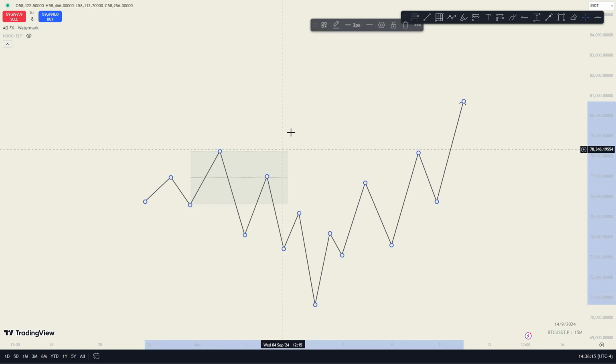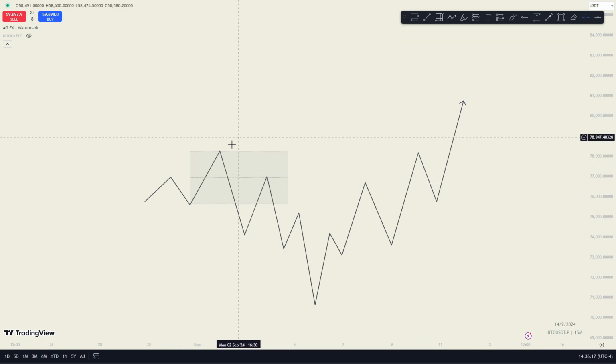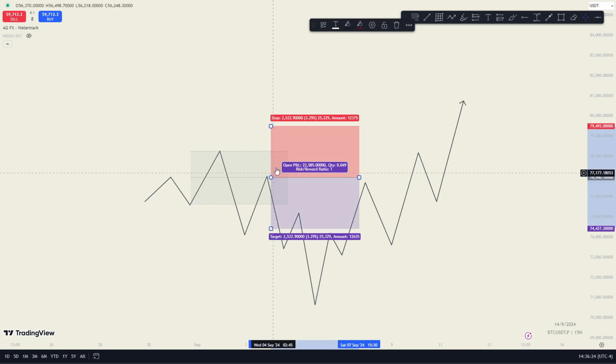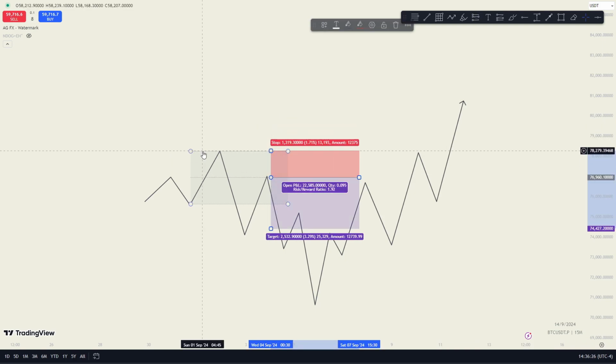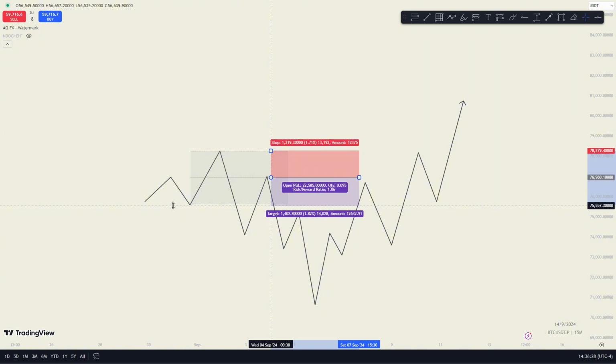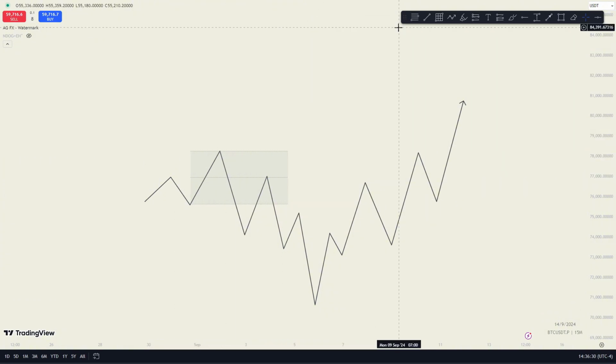And when price hits 50% of the opposite range, we simply enter into a one-to-one trade. One-to-one risk to reward. Can you increase it? Yes. How? You will learn in future lessons. Stay patient.